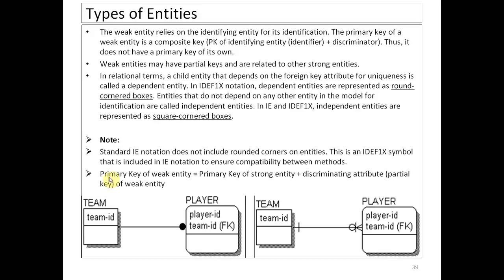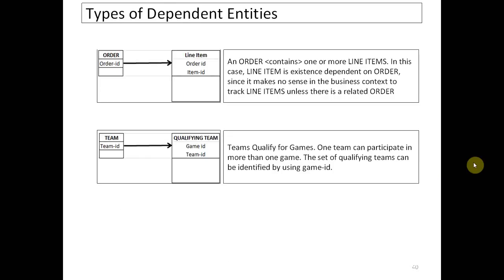Moreover, we can now see using this particular example that the primary key of the weak entity, that is this particular primary key, is the primary key of the strong entity plus the discriminating attribute, or the partial key, of the weak entity. So the primary key of the weak entity, these two, player ID and team ID, is the primary key of the strong entity, that is the team ID over here, and the discriminating attribute, here player ID, is used for identification in the weak entity.